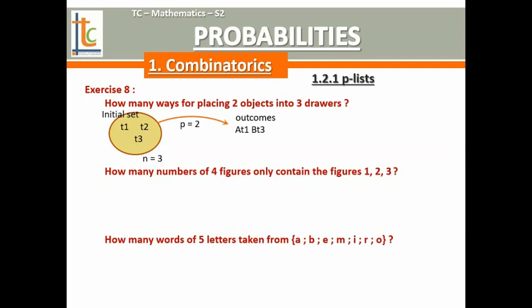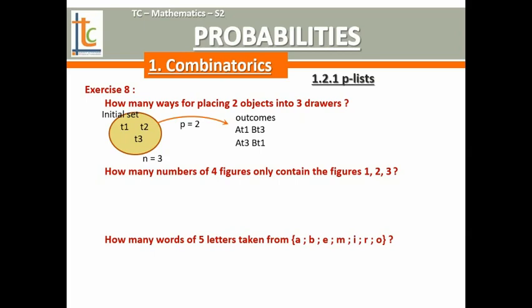So now you can ask your questions. Question of order: is this the same as the first? Is this the same arrangement of objects? No, of course. If you do a permutation between the two drawers, it's another outcome, another possibility to place your two objects. So you have to take the order into account.